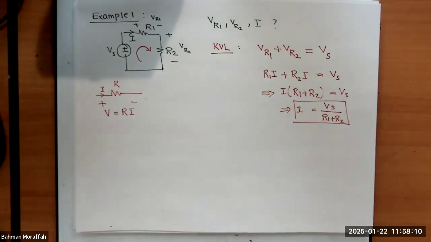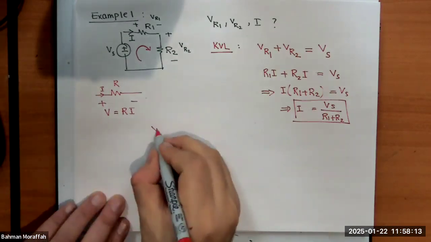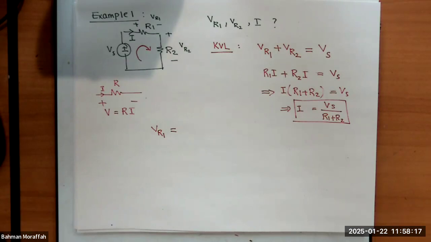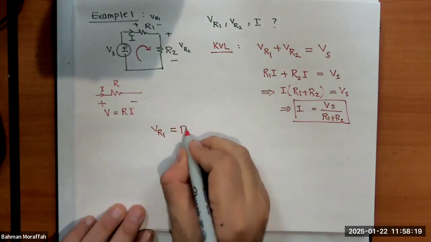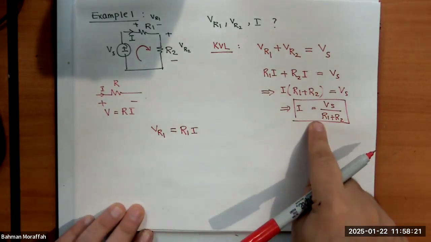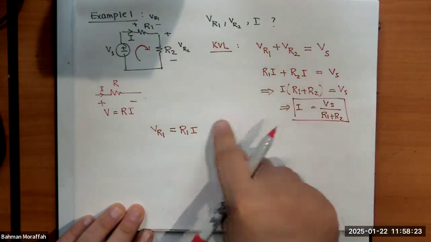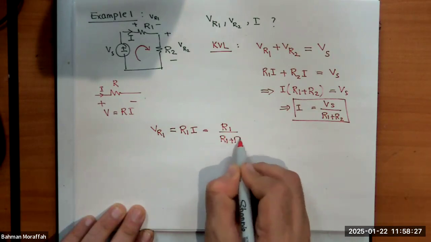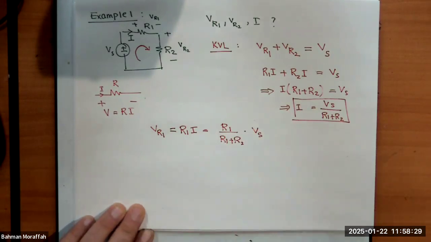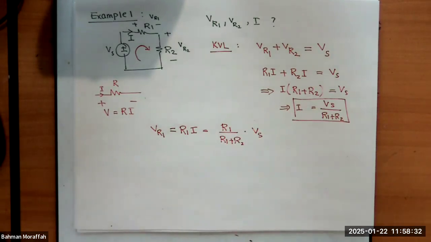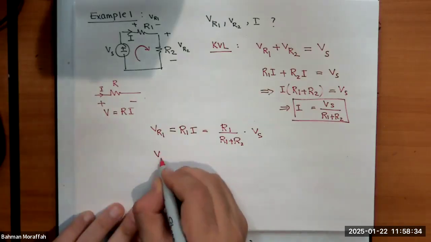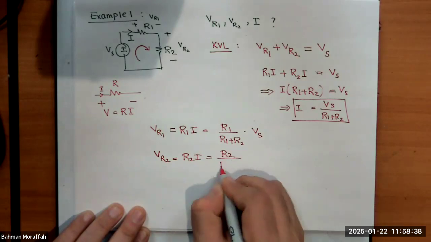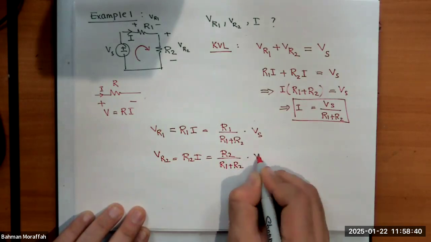Now I have this I. What is V of R1? Well, it's just R1 times I. But I already know I. I is right here. I can plug it in here. So I have R1 divided by R1 plus R2 times Vs. I can do the same for R2. That's R2 times I. Therefore, it's going to be R2 divided by R1 plus R2 times Vs.